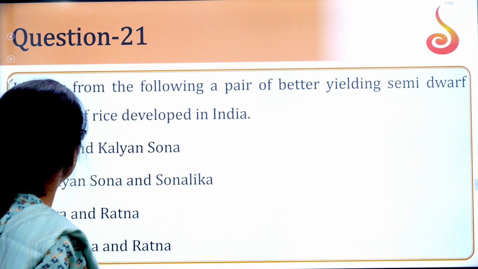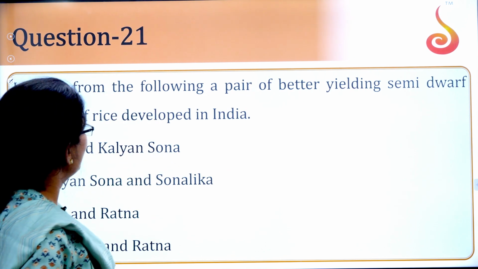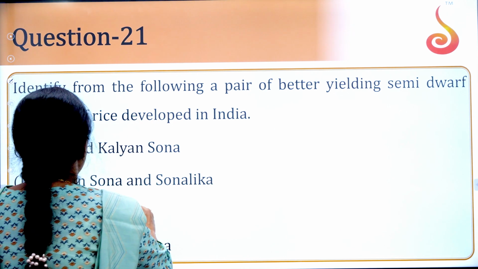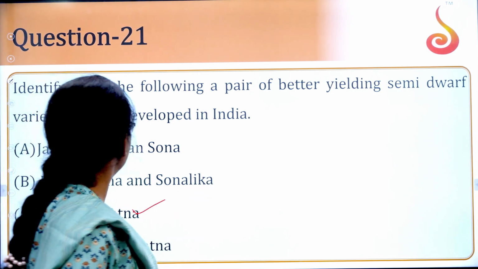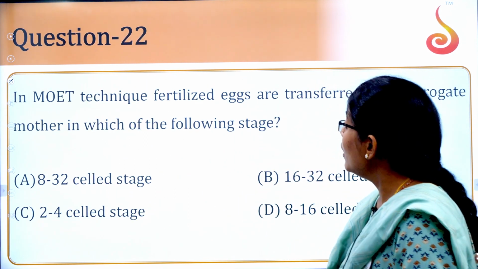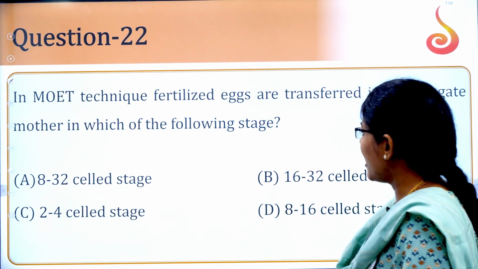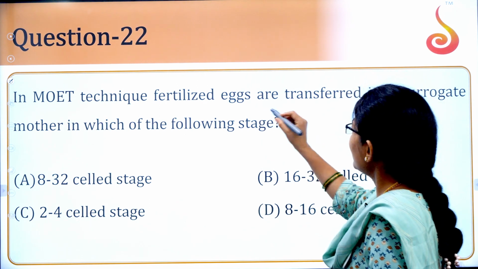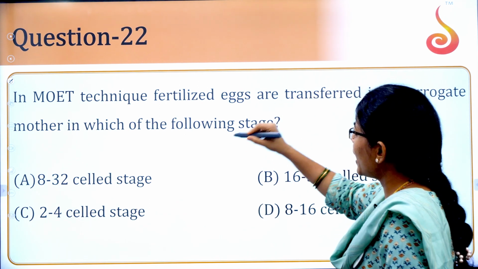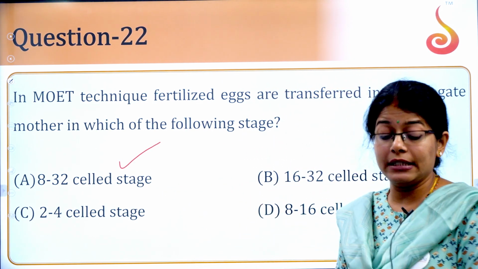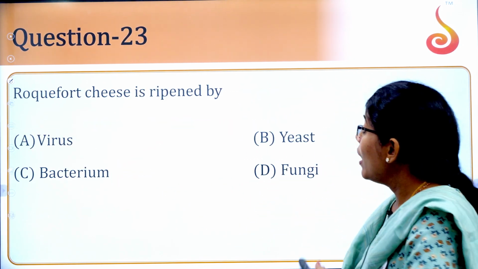Identify from the following a pair of better yielding semi-dwarf varieties. Jaya and Ratna are the varieties of rice developed. Okay, Jaya and Ratna. In the MOET technique, one of the famous techniques in cattle breeding programs, fertilized eggs are transferred into the surrogate mother at which of the following stages? That is the 8 to 32 celled stage.